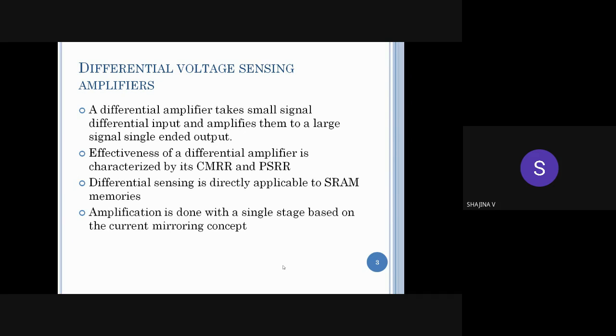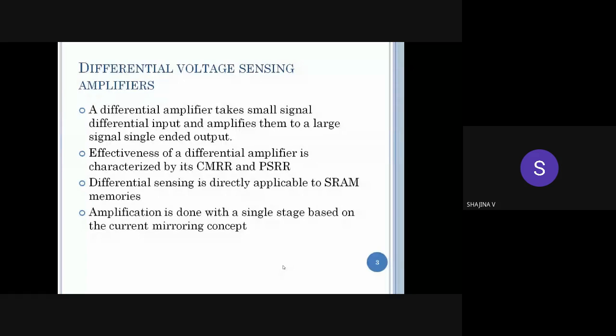The second parameter to measure the effectiveness is PSRR, that is power supply rejection ratio. In power supply rejection ratio, we are suppressing the spikes on the power supply. That is, in the DC or power line, there may be some switching transients, that is spikes. The ability to suppress those spikes in the power supply is called power supply rejection ratio. Simply, CMRR and PSRR determine the effectiveness of a differential amplifier. So remember these main parameters.